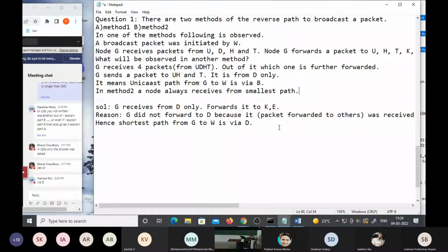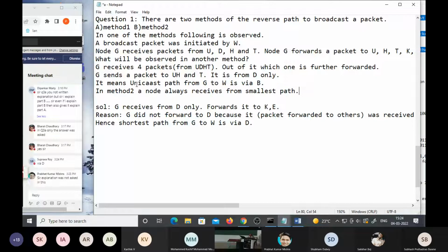Till now I checked the copy. Only Karthik wrote it correctly, but the method was not shown, explanation was not given, Karthik. So marks will not be given. Do you understand? You wrote the correct answer. G receives from D only, but the marks will not be given. Reason? Reason has not been given. Sir, reason was not asked, sir.